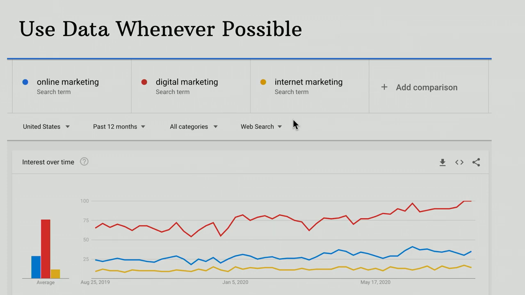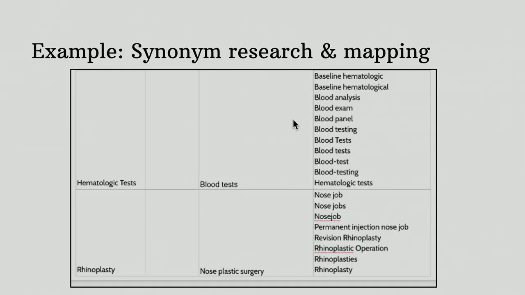Now, it becomes a problem if your company really likes the word online marketing and they don't like digital. And marketing's like, no, we have to say online. That's cool, that's our signature. And you're like, well, okay, but we might have to make sure people can say what they want to say and say what they're saying and connect it to the term that you're using. Here's another one where you've got blood tests and nose plastic surgery.